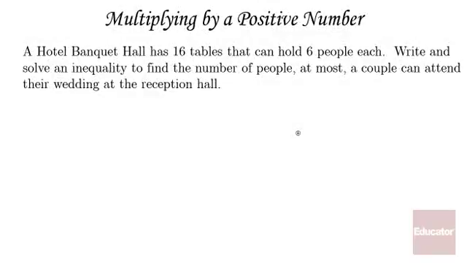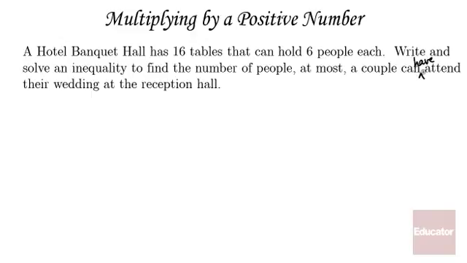Multiplying by a positive number. A hotel banquet hall has 16 tables that can hold 6 people each. Write and solve an inequality to find the number of people at most a couple can have attend their wedding at the reception hall.